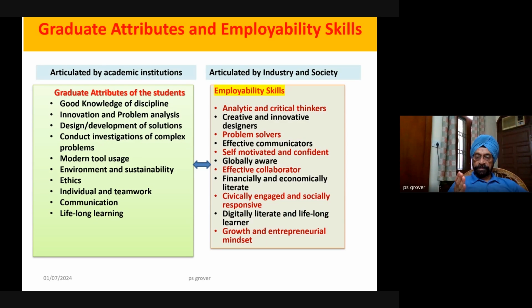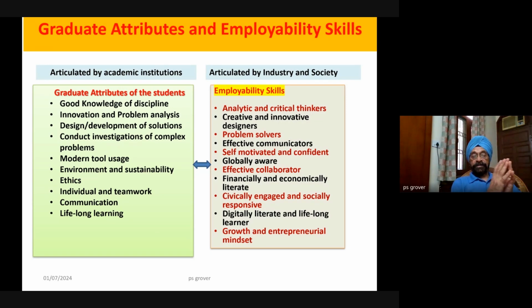Now, how do I embed these things, how do I transform these skills into the classroom, how do I ensure effective teaching for the student to be an effective collaborator? Kindly see, what the industry needs, we express as graduate attributes. The graduate attributes are what is given in this slide on the right-hand side: good knowledge of the discipline, innovation and problem solving, design and development of solutions, and so on. Individual and teamwork, communication, and lifelong learning.